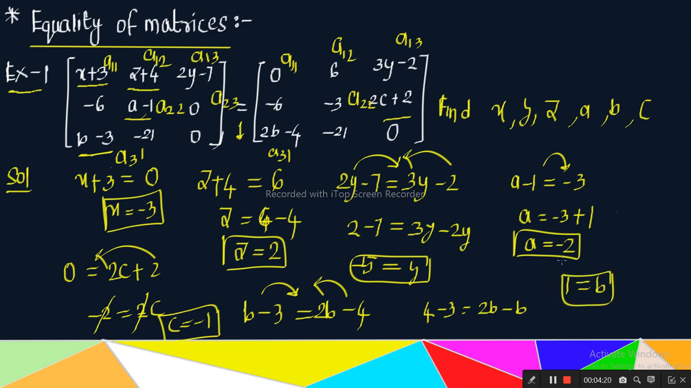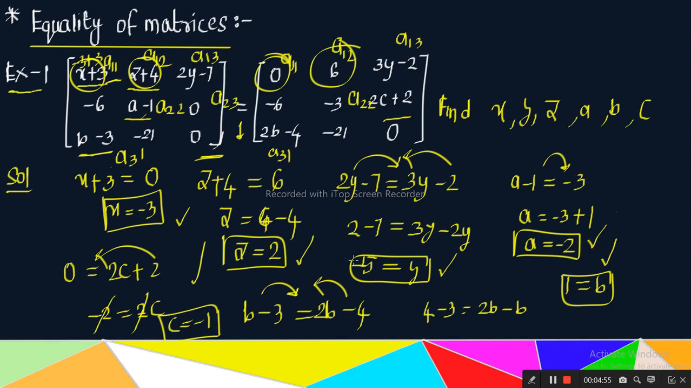If I put these a, b, x, y and z values in both matrices, then both matrices will be equal. Like, the x value is minus 3. If I put minus 3 here, this becomes minus 3 plus 3, which is 0. So this is 0 and this is also 0. If I put the value of z as 2, this becomes 2 plus 4, which is equal to 6. Here it is also 6.